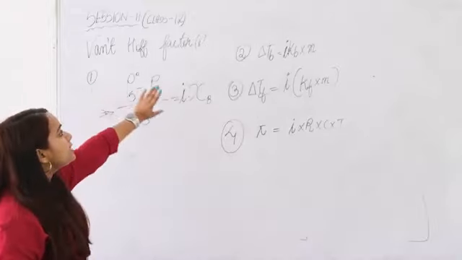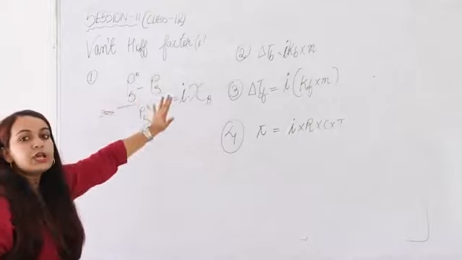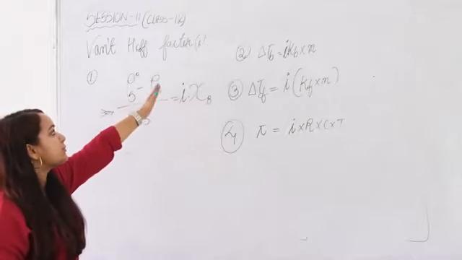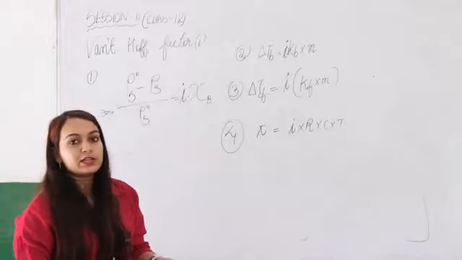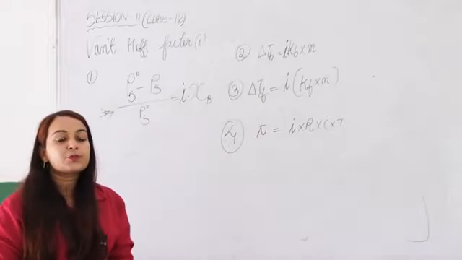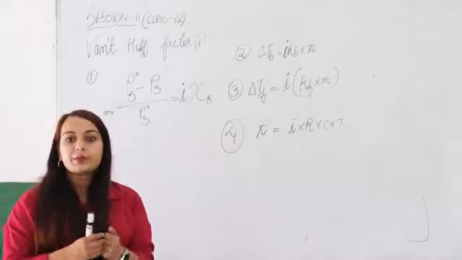This was the sole reason for Vant Hoff to introduce the Vant Hoff factor, which is denoted by a small i. So this was all about colligative property and how the abnormal masses obtained from colligative property can be corrected.